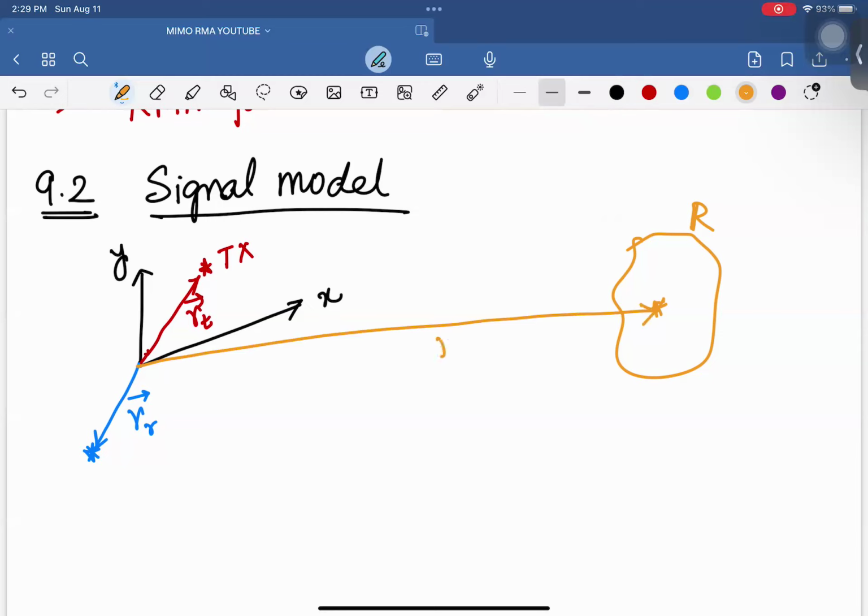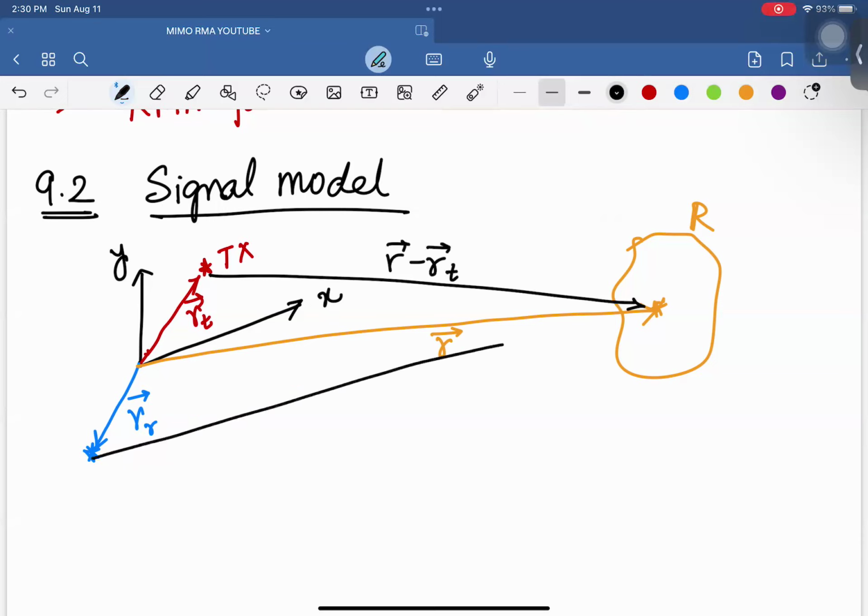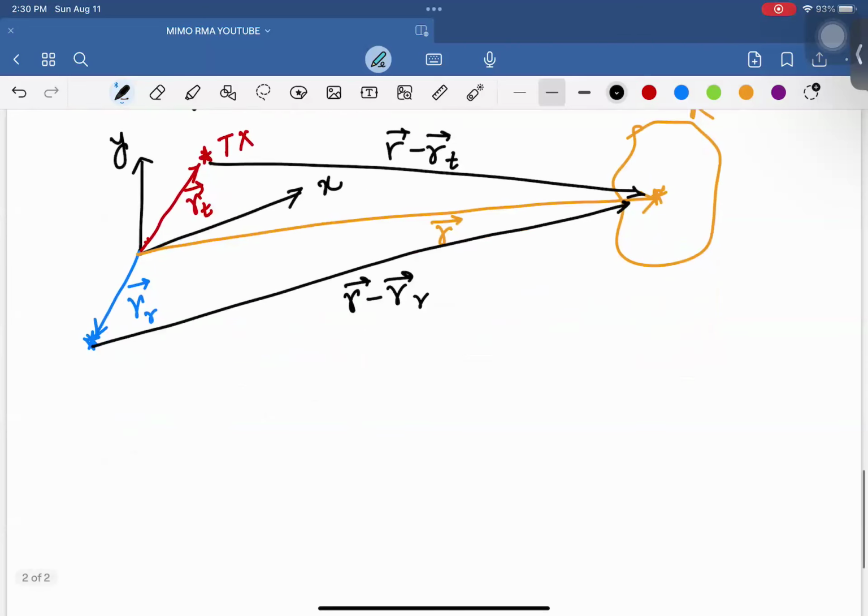And let's just call it a point on the target, not about focusing. Okay, some point on the target at location R. So that's my position vector. Then we know that this vector from basic geometry is R minus RT. And this vector is R minus RR. Okay. And then we said, okay, in case of MIMO, if you don't know what this is, you should go back and see the MIMO video.